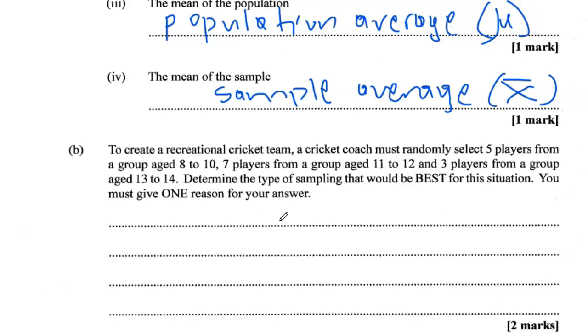Okay, so to create a recreational team, the coach is randomly selecting 5 players from the age group 8 to 10, 7 players from the age group 11 to 12, and 3 players from age group 13 to 14. So obviously the players were divided into subgroups, and the subgroups were divided according to age. So this type of sampling is referred to as stratified sampling.